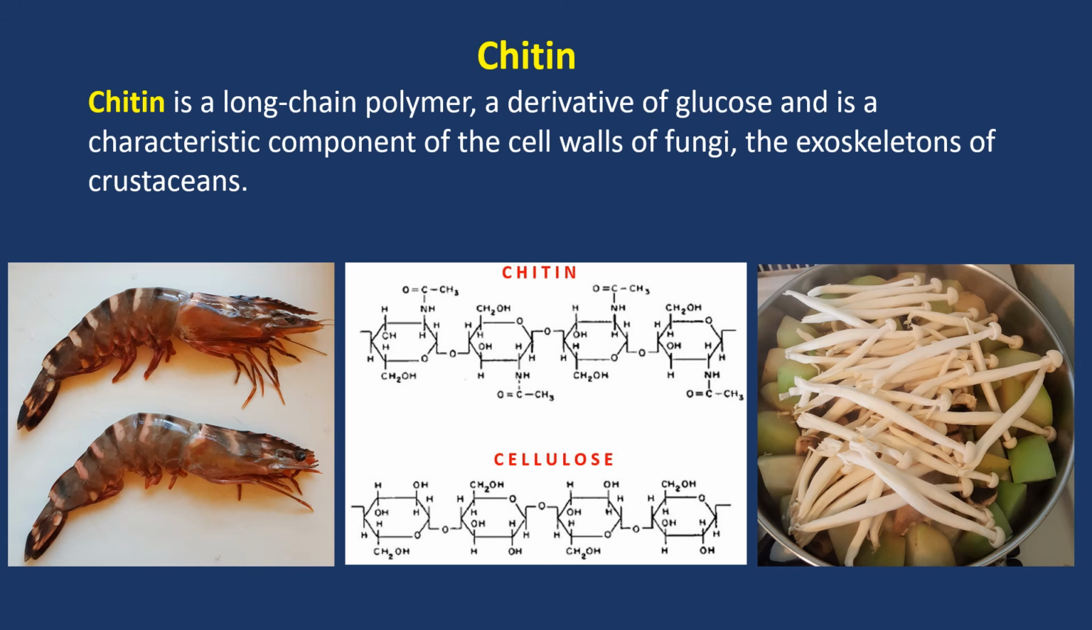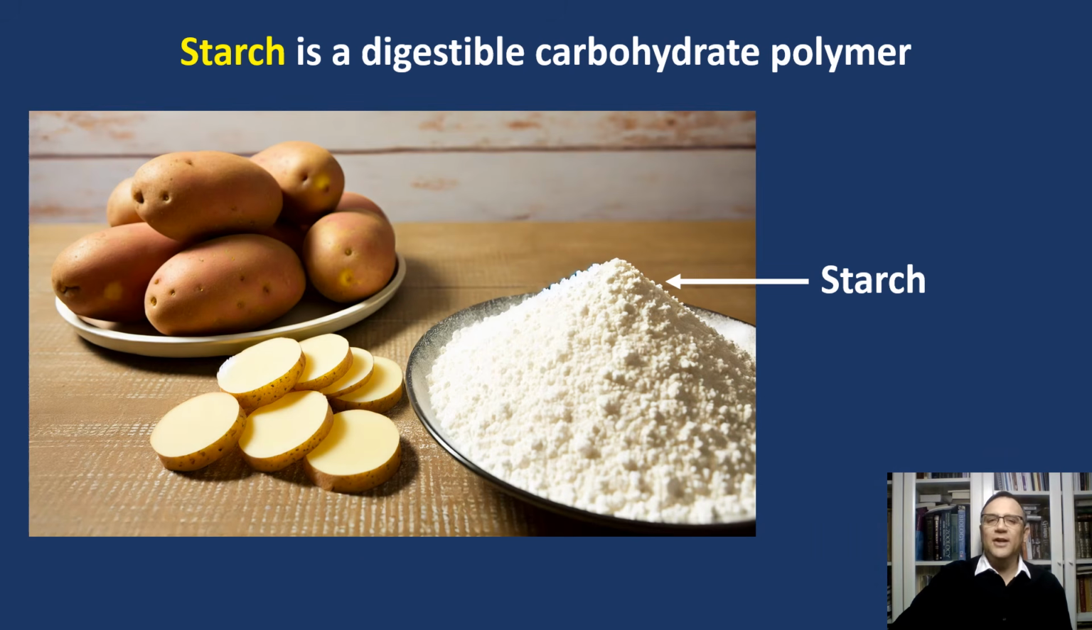Now let's take a look at the carbohydrate polymers that we digest. Starch is a polysaccharide made up of glucose molecules. It is found in foods like potato, rice, wheat, and corn. Starch is made up of long chains of glucose units. It is broken down by enzymes in the digestive system into glucose, which is then absorbed into the bloodstream and used as fuel by the body.